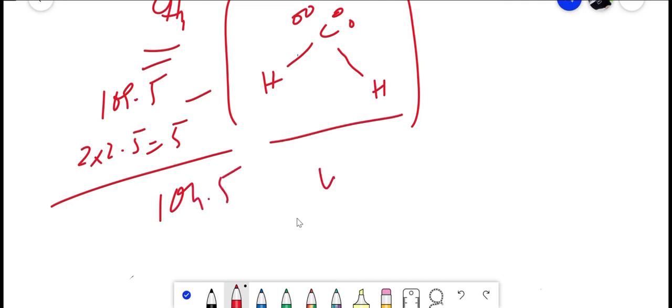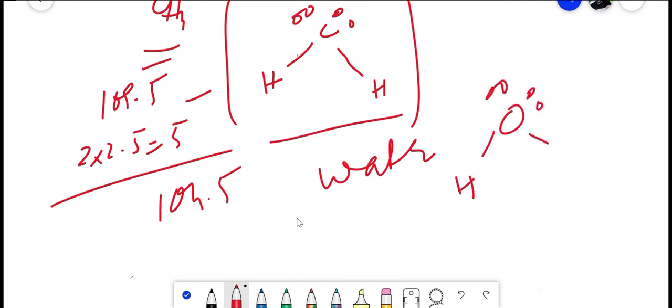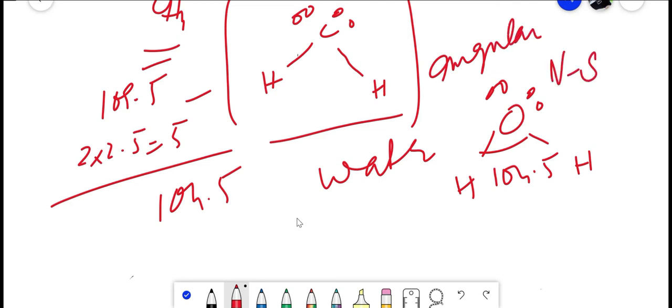So it's just like water. It's just like water structure where there are 2 lone pairs and the bond angle is 104.5. So it is angular or V-shaped. Okay. Are you clear with this?